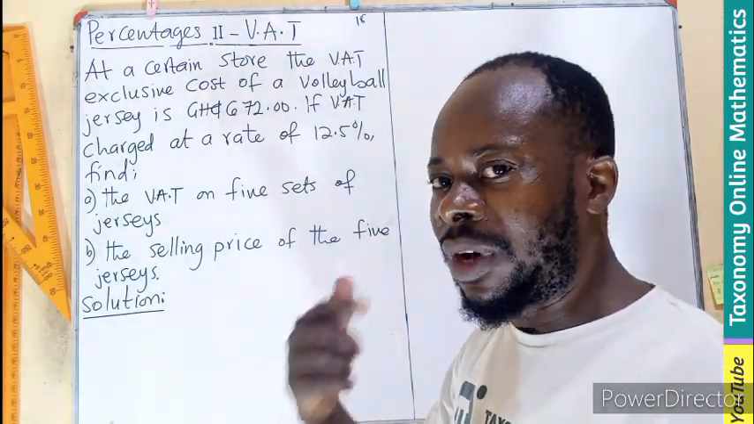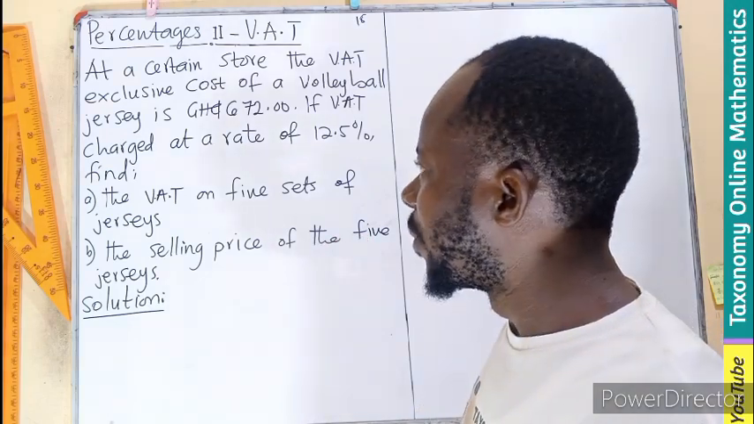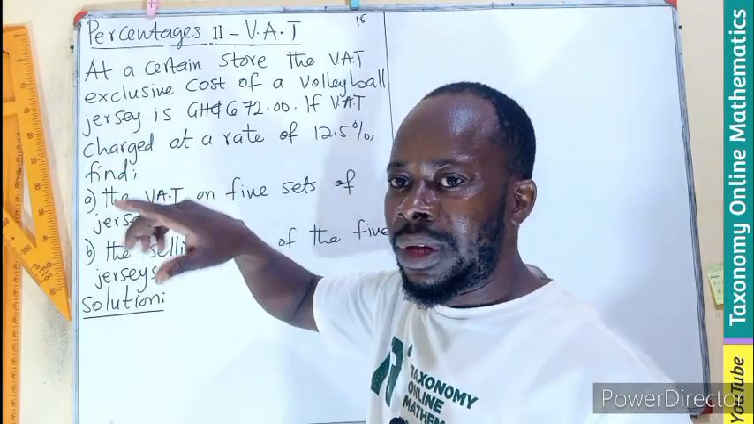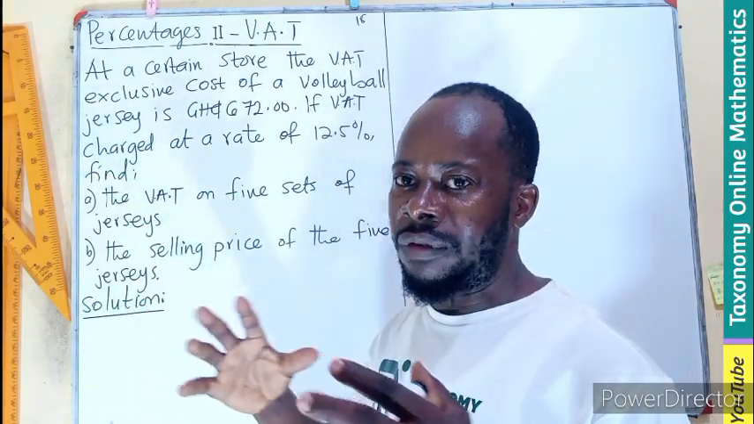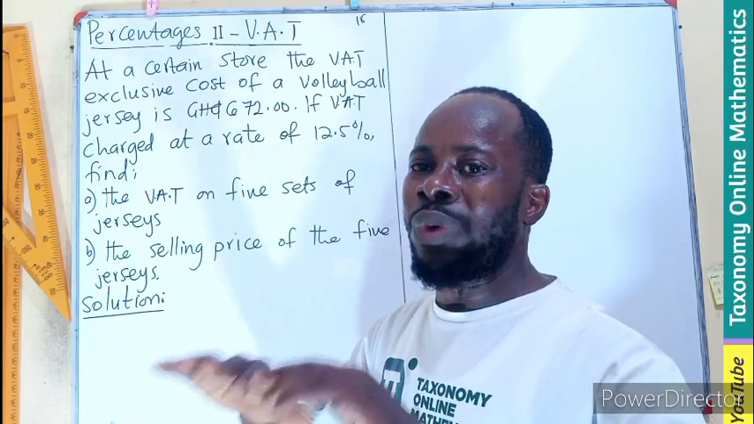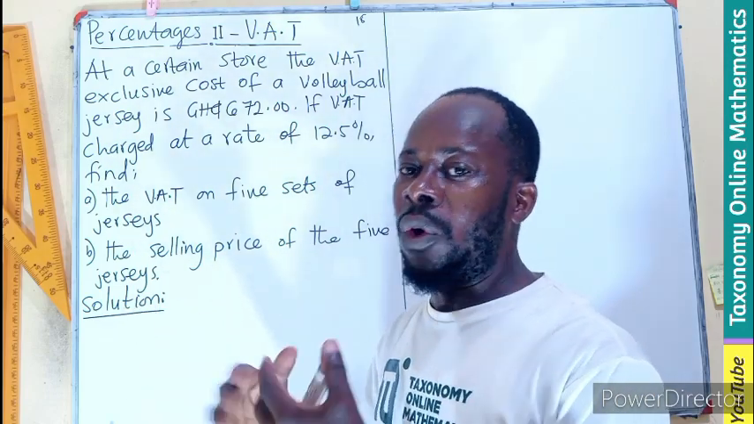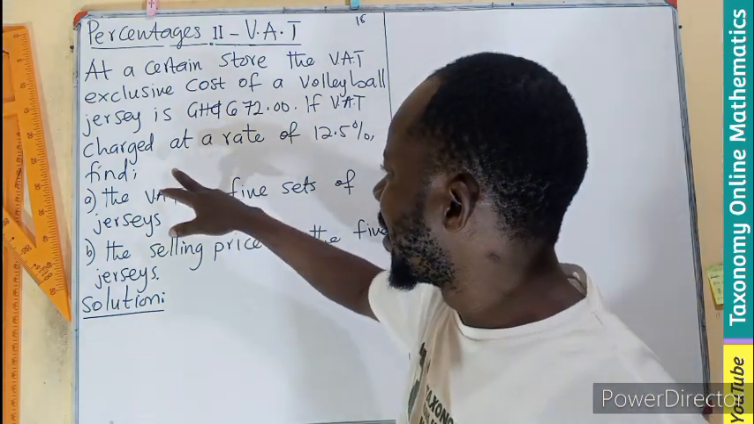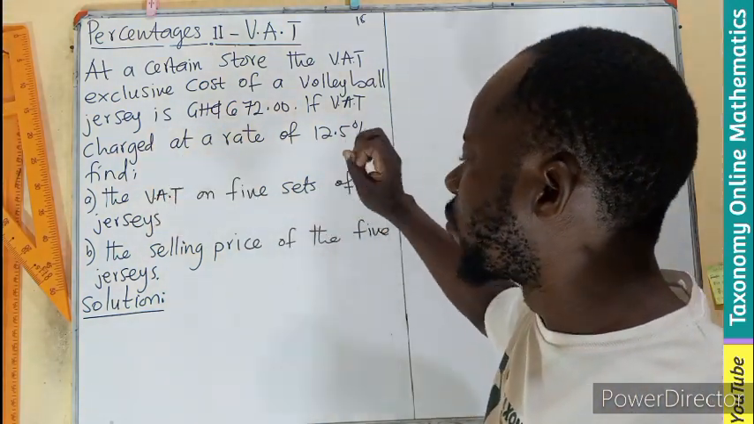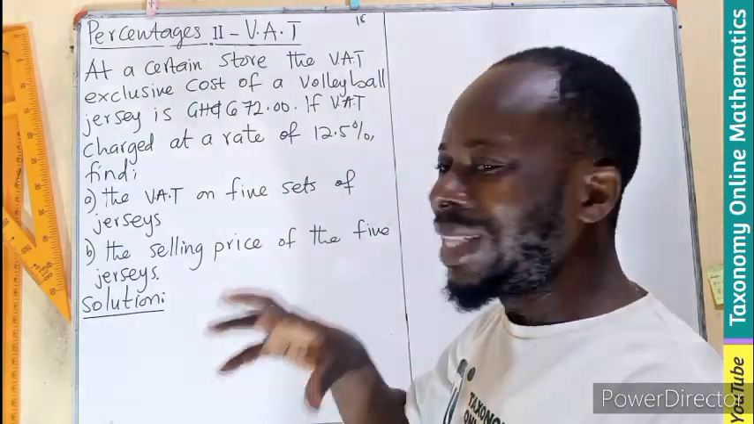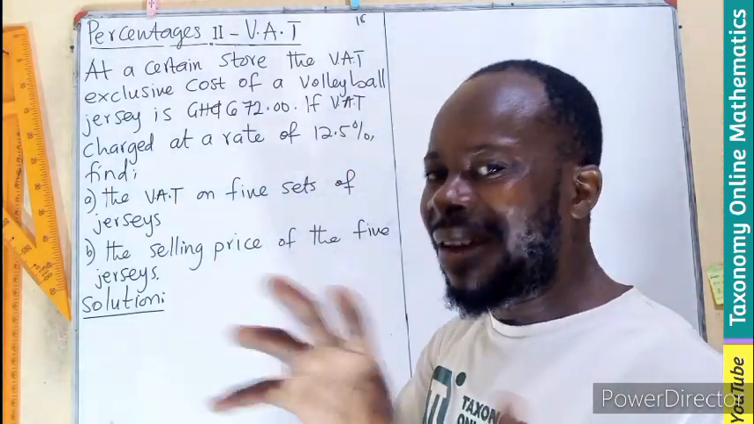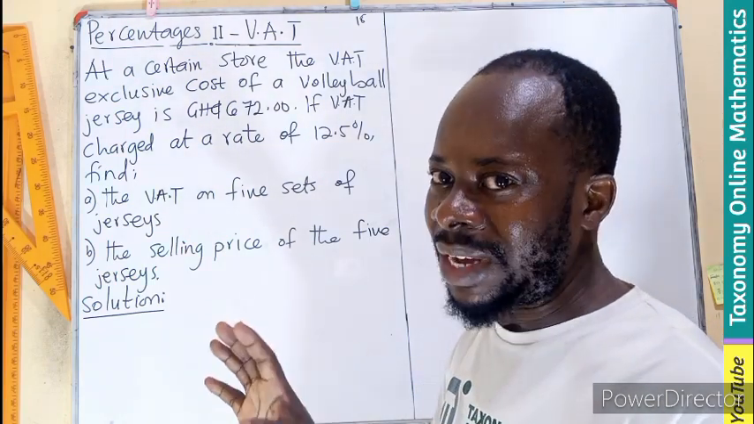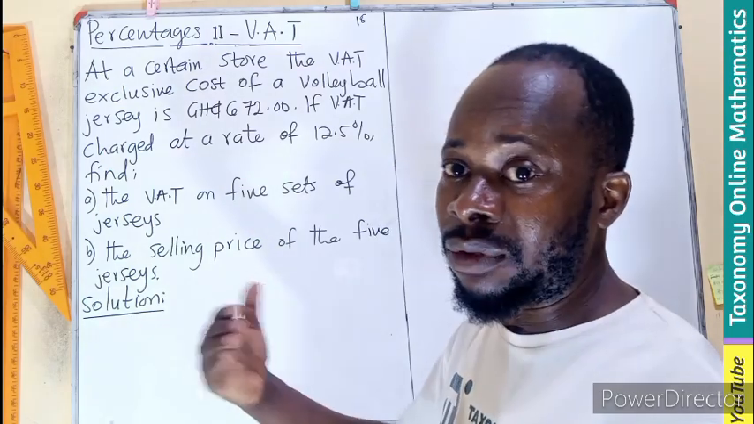If you followed the first 3 or 4 episodes, we said that when you are talking about VAT exclusive, it means the basic cost of the article, the cost without VAT, or better still, the cost price of the article. So if we have a VAT rate of 12.5%, the tax component is just the rate of VAT times the basic cost. That is basically what VAT calculation does in terms of percentage.